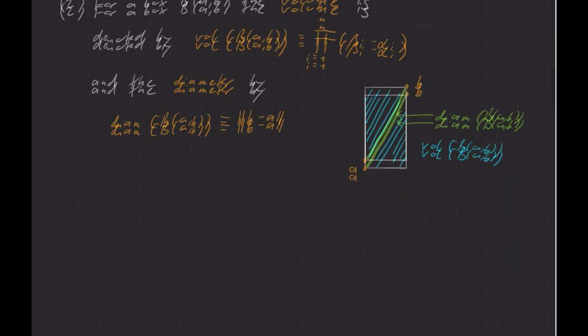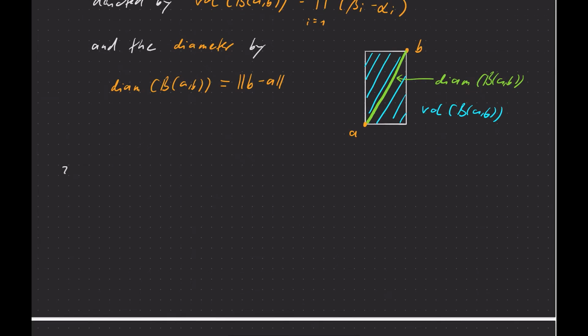Okay, now that we can measure the volume and the size of a box, we can define what we mean by refining a box. So for the intervals, we just decrease the length of the intervals. For the boxes, we use the diameter as the relevant measure. And what we do is we take a box and subdivide it into smaller boxes. And we'll call that a partition.